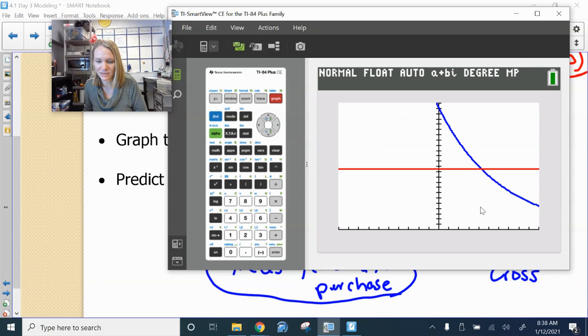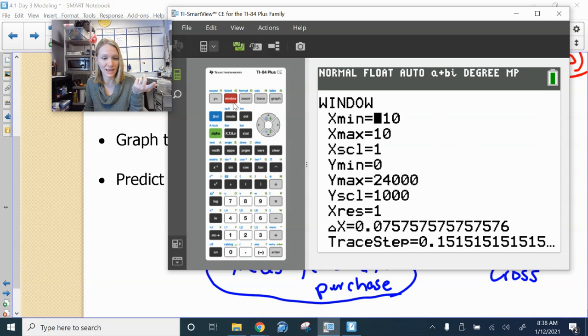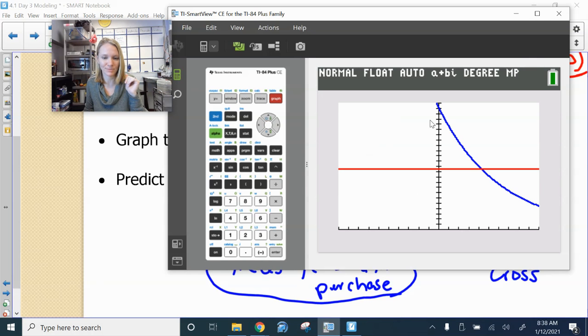It looks like we're crossing, yep, right about just after the 4. So I can see that. I've had to change the window. That's how I did that. I went to the window to change what scale my graph is going to be on. So that's another way to do it.